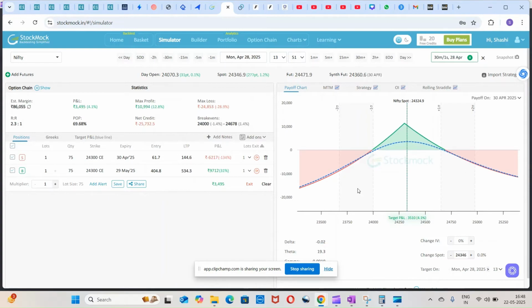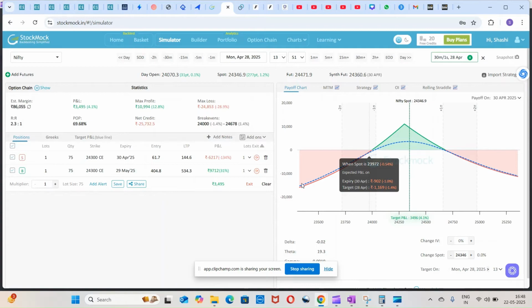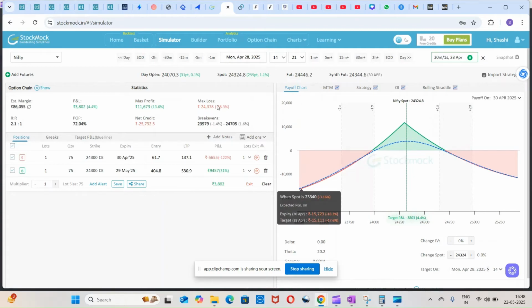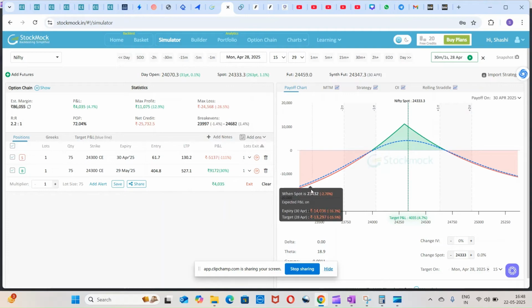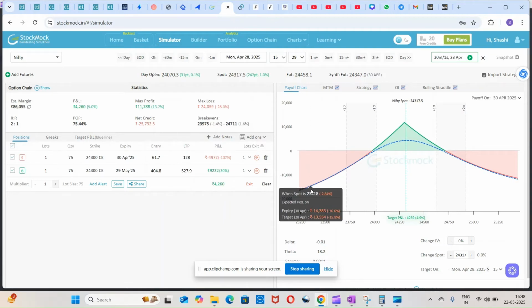Unlike a short straddle where your loss is high, here your loss is also limited, 24,525, which is the loss you'll make at this stage, which is more than two sigma. So we have got 5% returns on April 28th.